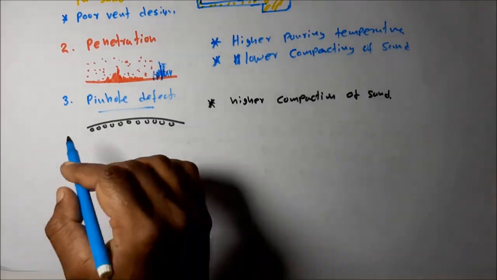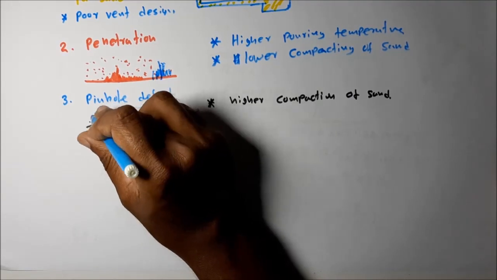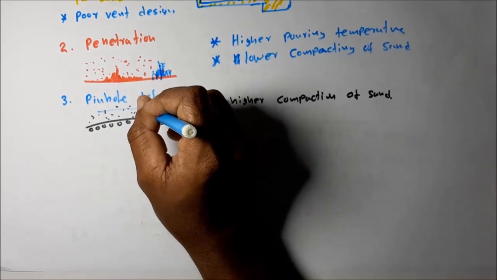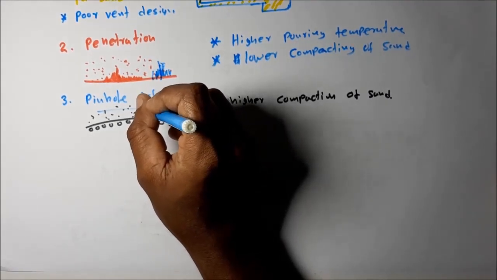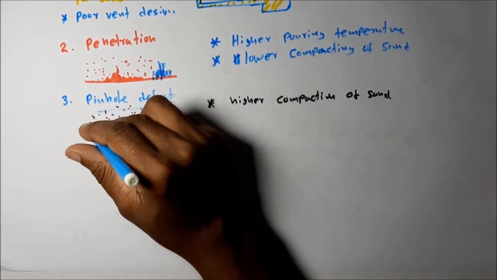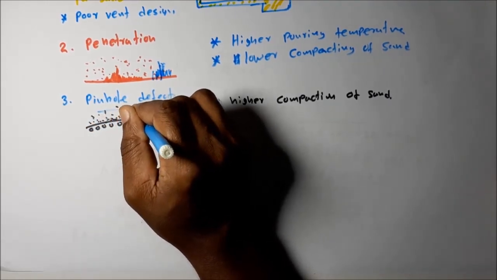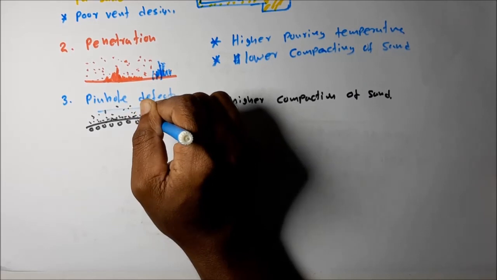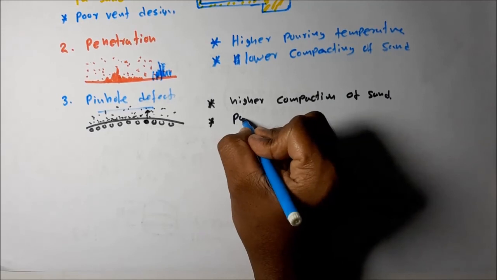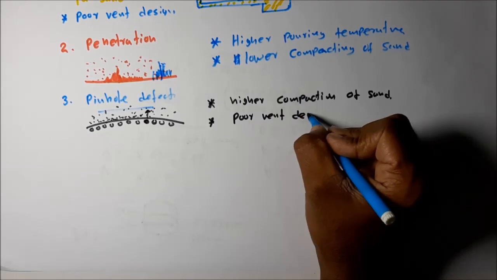Higher compaction of sand causes this pinhole defect because in sand casting, some amount of air can escape through the mold wall. The mold wall is a porous medium. If the sand is highly compact, this cannot happen, so the air accumulates just below the surface of the wall. Then the second reason: poor vent design also causes the pinhole defect.